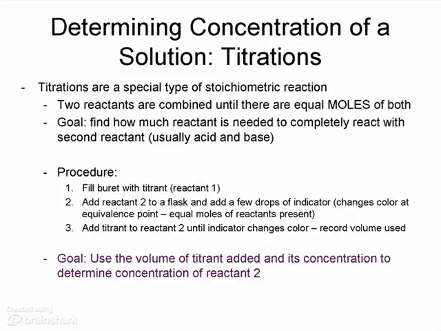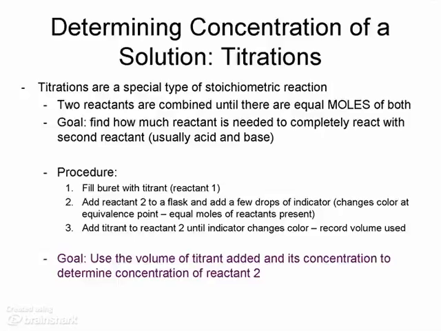Another way for us to determine concentrations of solutions is to perform a titration. So a titration is a special type of stoichiometric reaction, and in a titration, two reactants are combined until there are equal moles of both. So our goal is to figure out how much reactant is needed to completely react with a second reactant. So typically in titrations, we have an acid and a base, and we want to know how much acid is needed to either fully neutralize a base or how much base is needed to fully neutralize an acid.